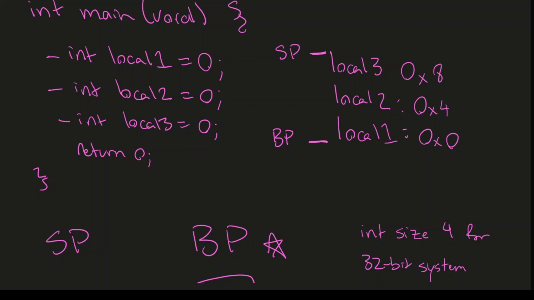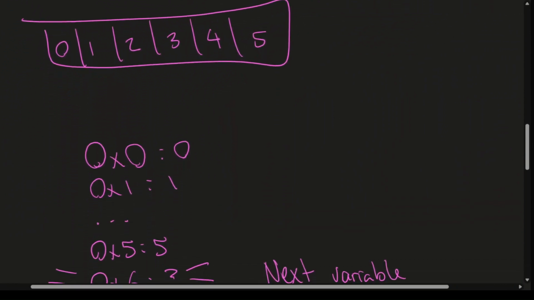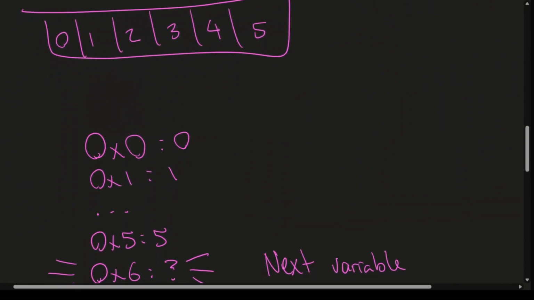And now there are different ways to index these local variables. You could say the variable at BP would just be local 1. The variable at BP minus 4 would be local 2. The variable local 3 would be at BP minus 8, or you could just do it based off stack pointer plus 4, stack pointer plus 8, all of that. And for this, we will come into a special case in arrays.